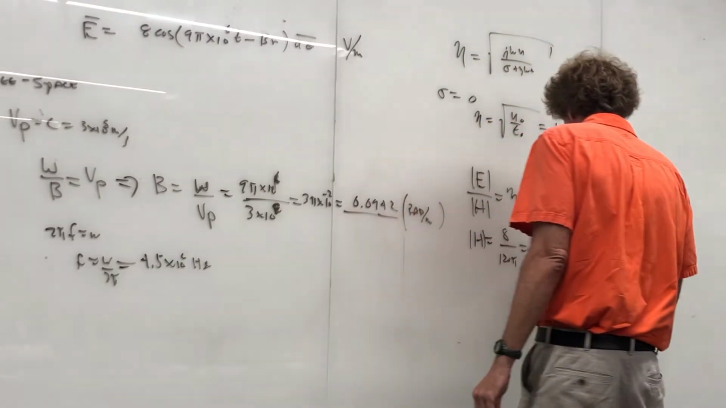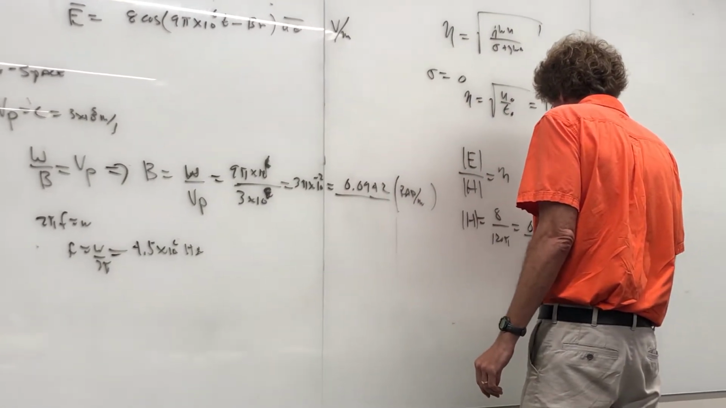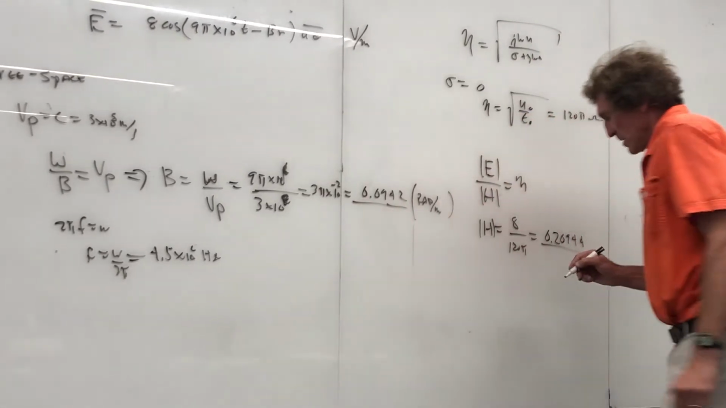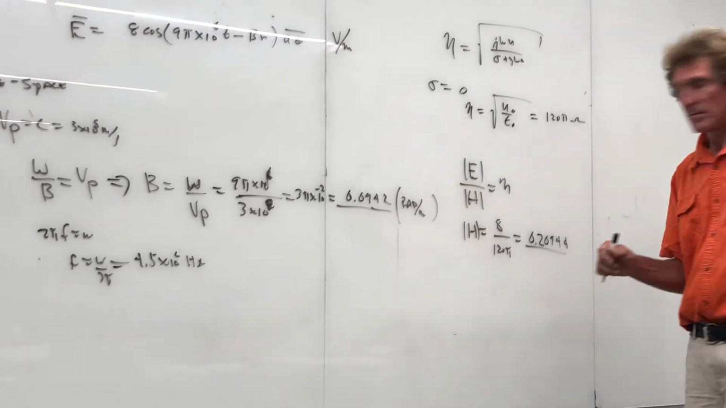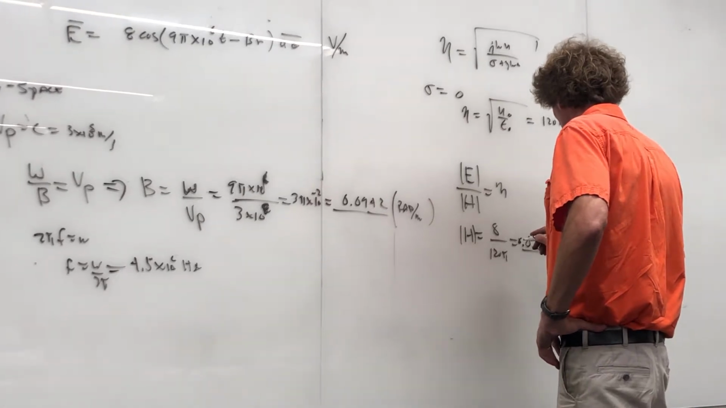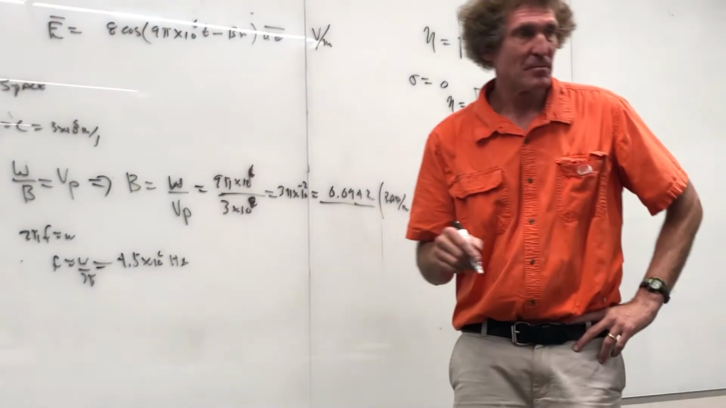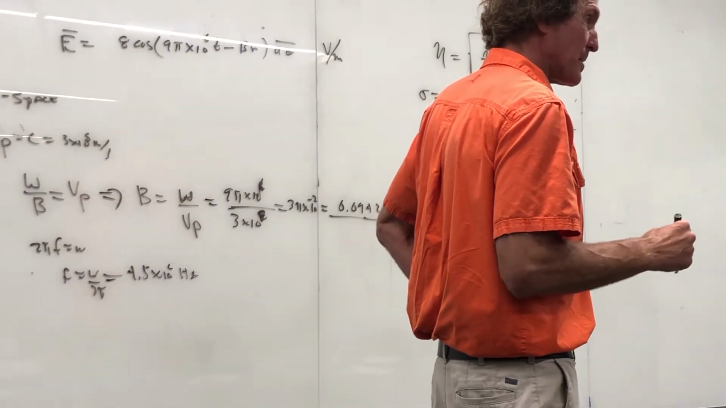0.20944. Go ahead, say it. 20944. Is that right? 8. 0.002 something. All right, that sounds right. Now that would be the magnitude of the H field. Does he have that?